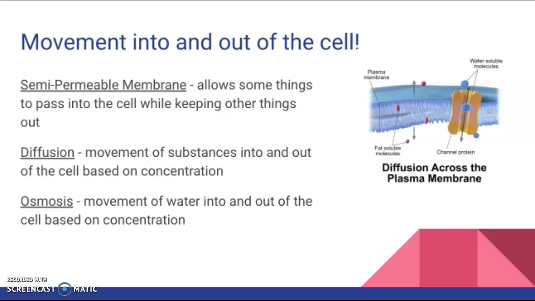Now, the other thing is osmosis. Osmosis is strictly just the movement of water. And our cell membranes are made so that they can regulate how much water we need inside the cell and how much water we need outside of the cell. So the water will move back and forth based on concentration.